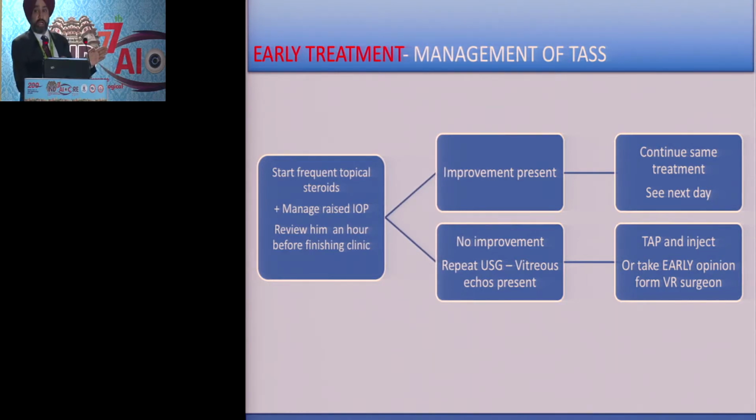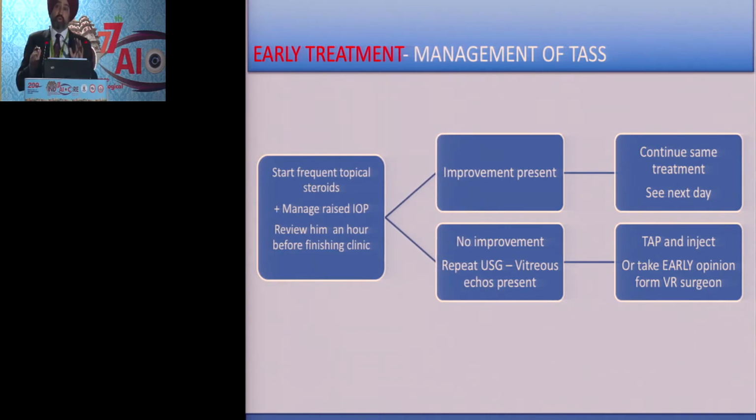So you have two scenarios there. Improvement is present, improvement is not present. Okay. If the improvement is present, good, fair enough. Continue the same treatment, half hourly, see next day morning, and sleep a peaceful sleep. Okay. And if there is no improvement, now you do a vitreous tap, the exudates kind of thing. The exudates will come now. Okay. This is the TASS.